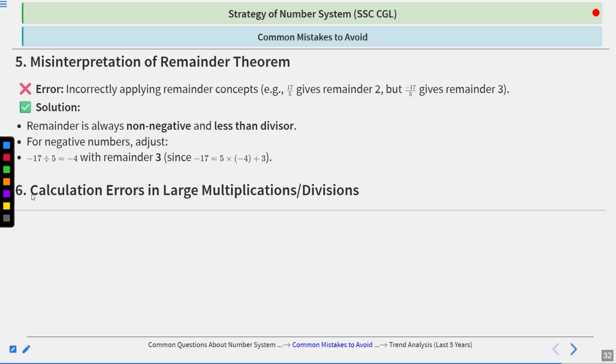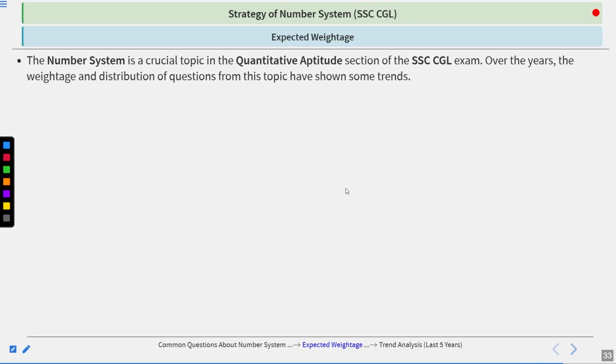So next one is the calculation error in large multiplication or division. Now, expected weightage of the number system in the SSC CGL exam. The number system is a crucial topic in the quantitative aptitude section of the SSC CGL exams. Over the years, the weightage and the distribution of the questions from this topic have shown some trends.